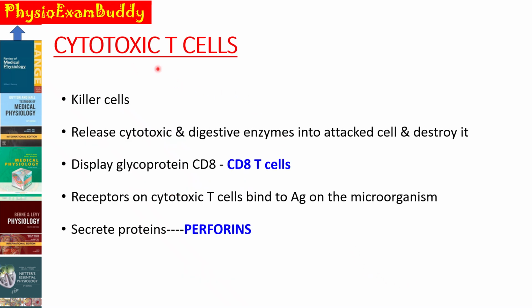Next is about the cytotoxic T cells. They are also known as killer cells because they release cytotoxic as well as digestive enzymes into the attacked cell, and finally destroy it. The cytotoxic T cells display the glycoprotein marker CD8, that is CD8 T cells are the cytotoxic T cells, whereas CD4 T cells are the helper cells, which can be asked as an MCQ question also. They have receptors which bind to the antigen on the microorganisms, and they secrete certain proteins known as perforins, which is again asked as an MCQ.